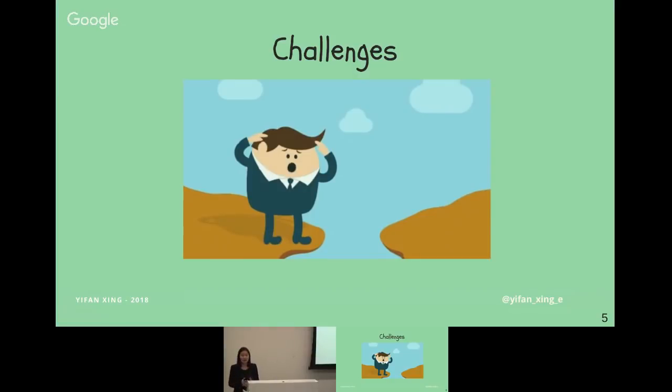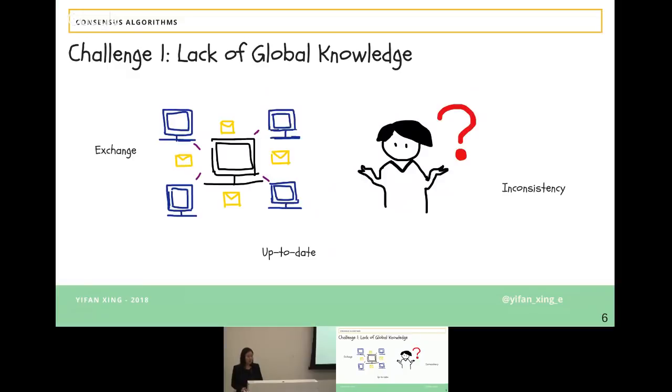Distributed systems are actually really great. They help us solve a lot of problems in life, but there are also challenges when it comes to implementing the systems. Well, what are those? First of all, the lack of global knowledge. Since we have a bunch of computers trying to talk with each other, no machine actually has the global knowledge of everything. So they communicate via message exchange.